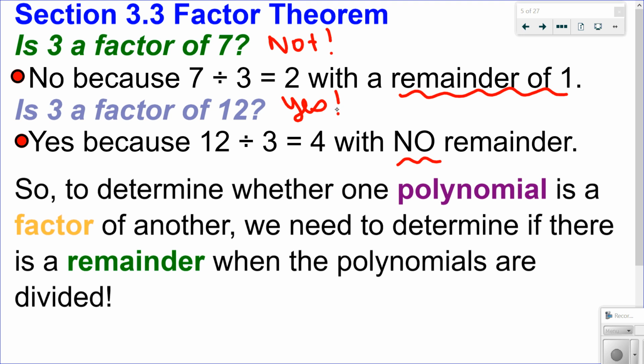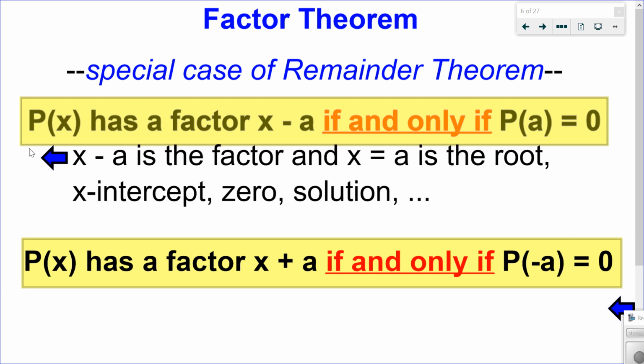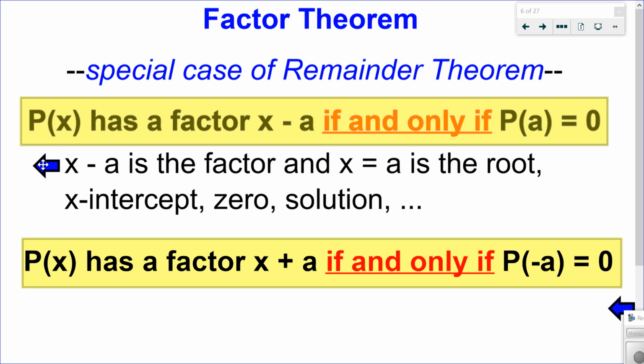So to determine whether a polynomial is a factor of another polynomial, we just have to see, is there a remainder or not? So the factor theorem then really is a special case of the remainder theorem. So if a polynomial p of x has a factor of x minus a, well, that can only be true if the value of the polynomial for a equals 0. So in other words, if x minus a is the factor and x equals a is the root, then this is only true if the value of the polynomial for a equals 0.